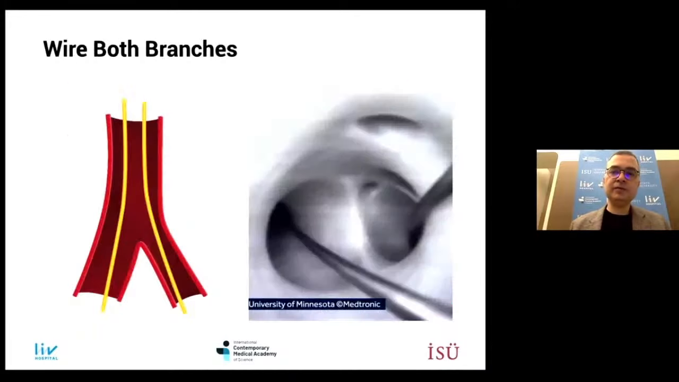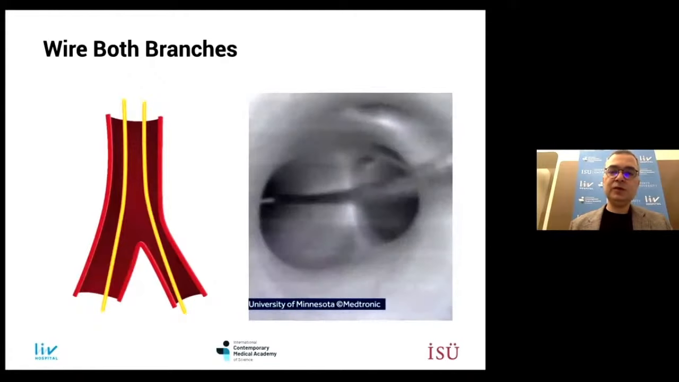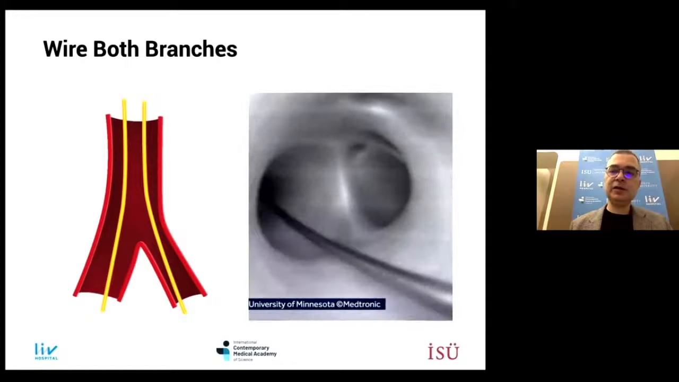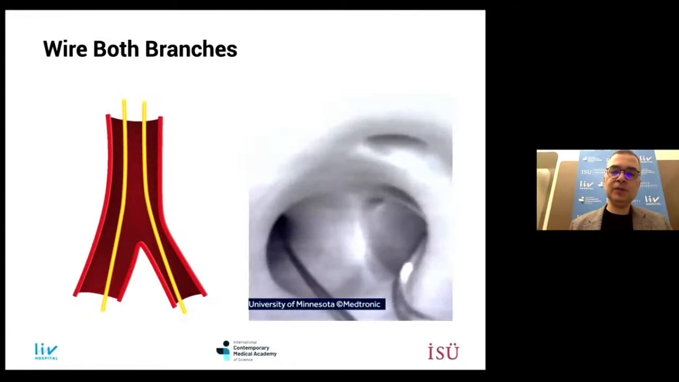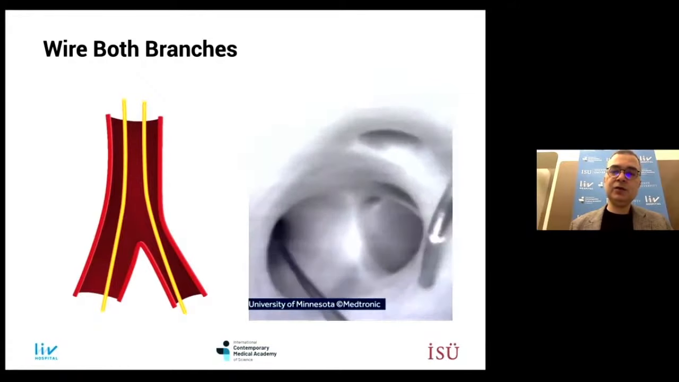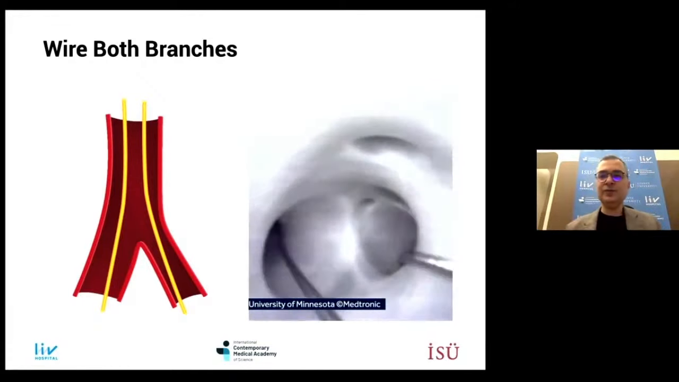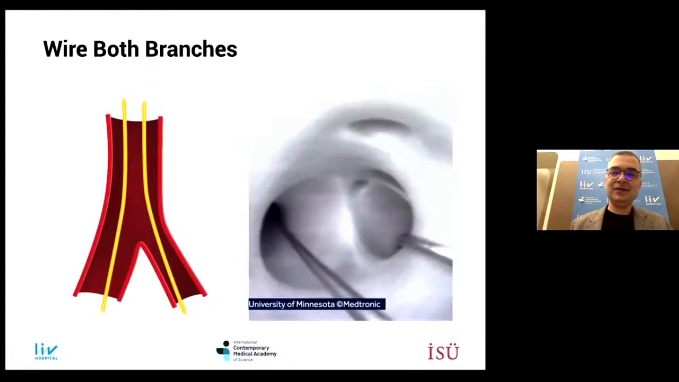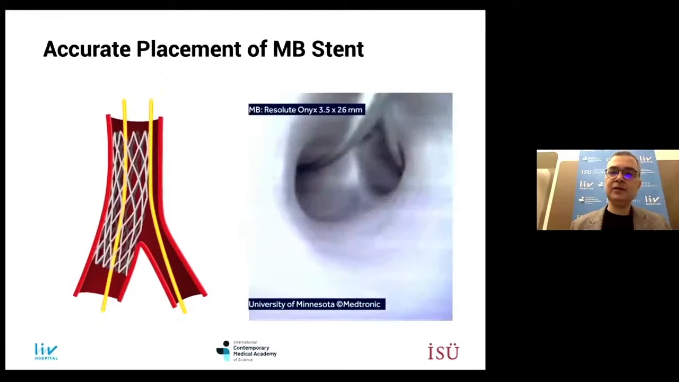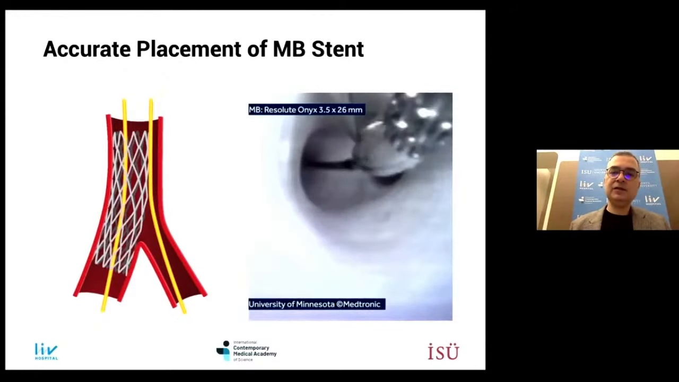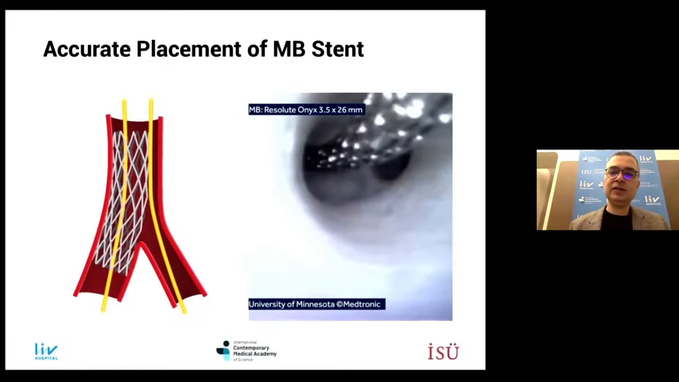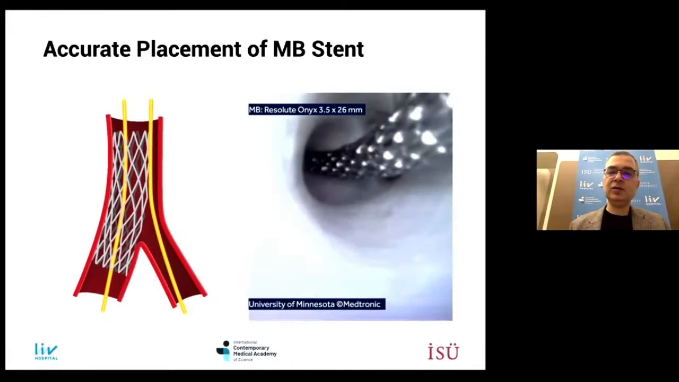restenosis in the follow-up. So I will show you, these are very special images coming from the Visible Heart Laboratory from Minnesota. You can see just inside the vessel, and I will go step by step, so it will be a slow advancement of slides. Here you see that both branches are wired, and after that wiring, you insert a main branch stent and implant it on the main vessel.